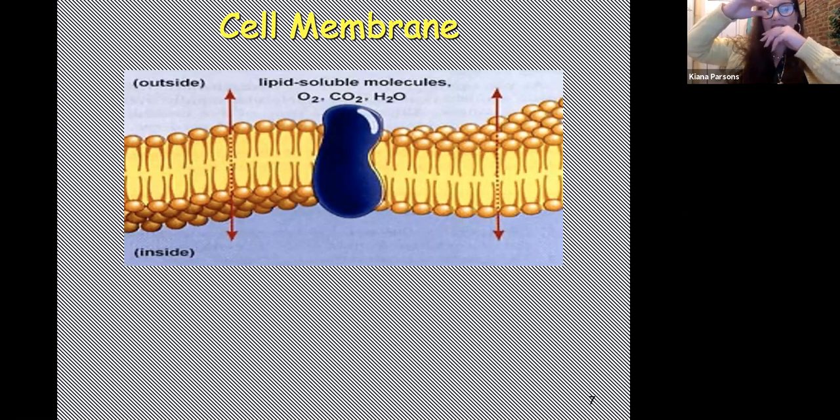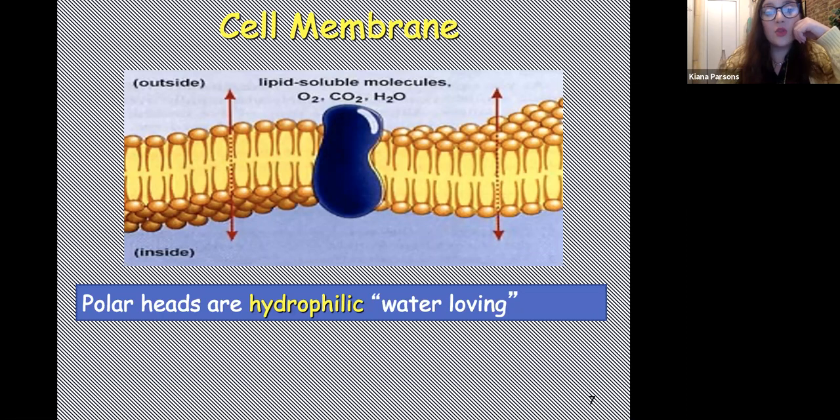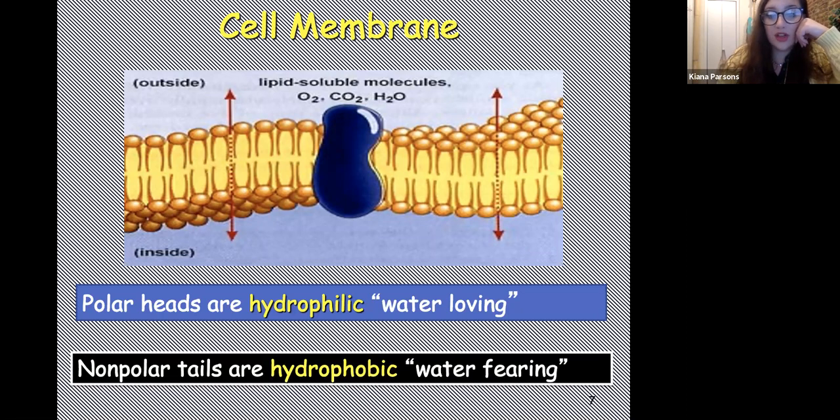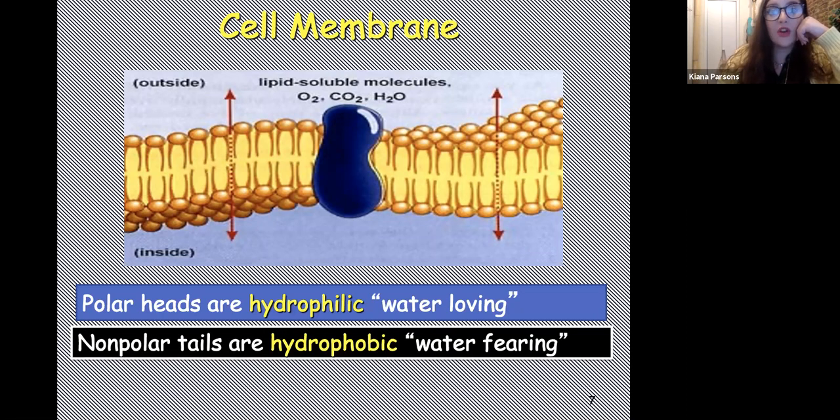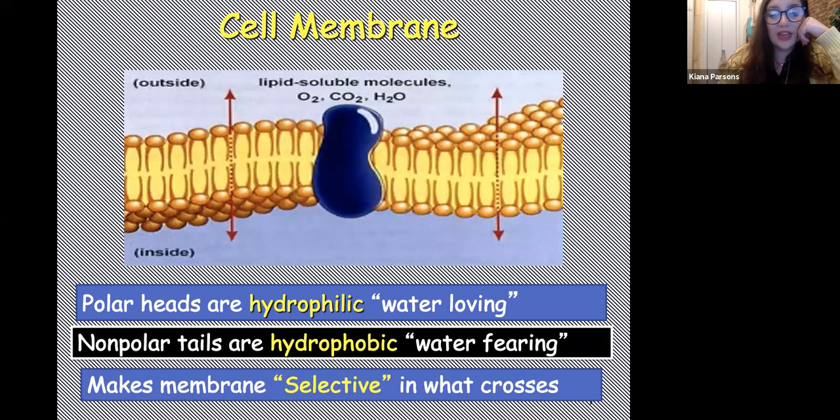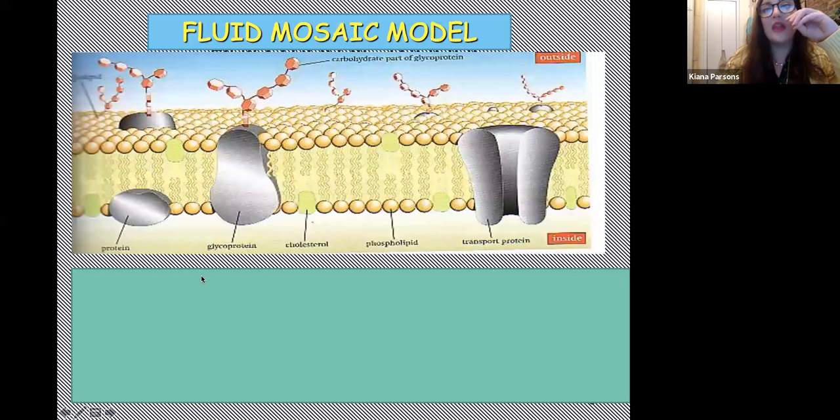And that balance is actually critical to how this transport happens. So the polar heads are hydrophilic, water-loving, and the nonpolar tails are hydrophobic or water-fearing, and this makes the membrane selective in what crosses, right? So this is what helps the cell membrane perform its function. This structure, the polar heads and the nonpolar tails, make the cell membrane selectively permeable. Now let's go to the last two questions.